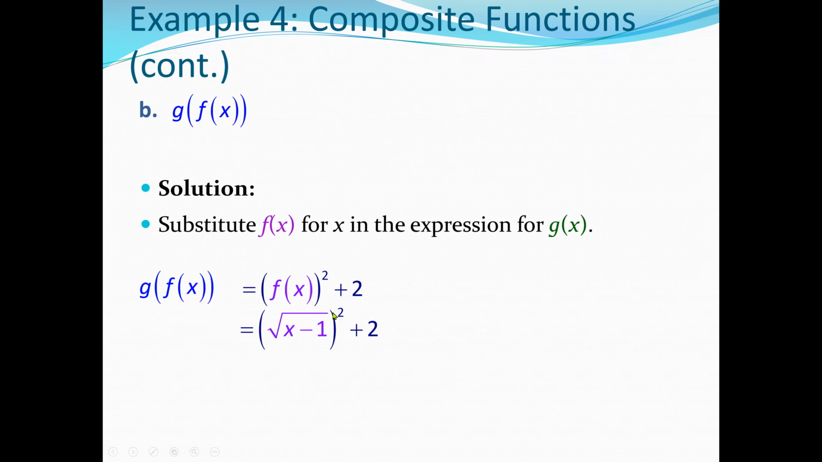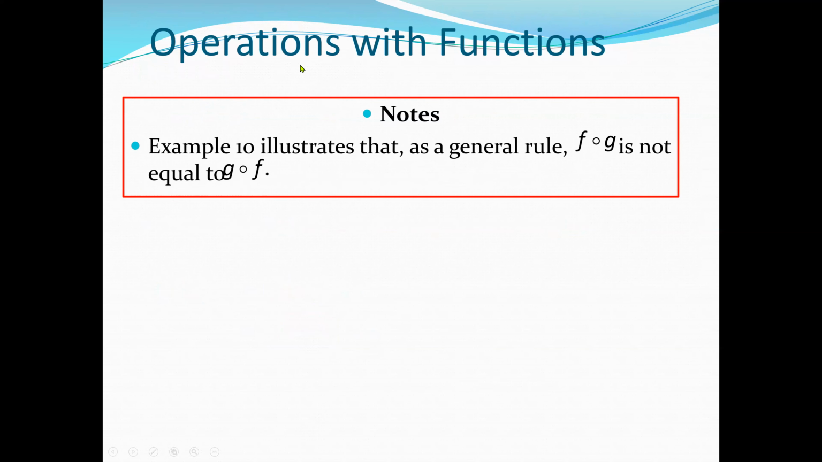So square root and x squared will cancel each other. So we get x minus 1 plus 2. And the final answer will be x plus 1. So operations with functions. Here they say we should note that f composite g is not the same as g composite f. As we can see there, we saw our two previous examples. Their solutions are different.